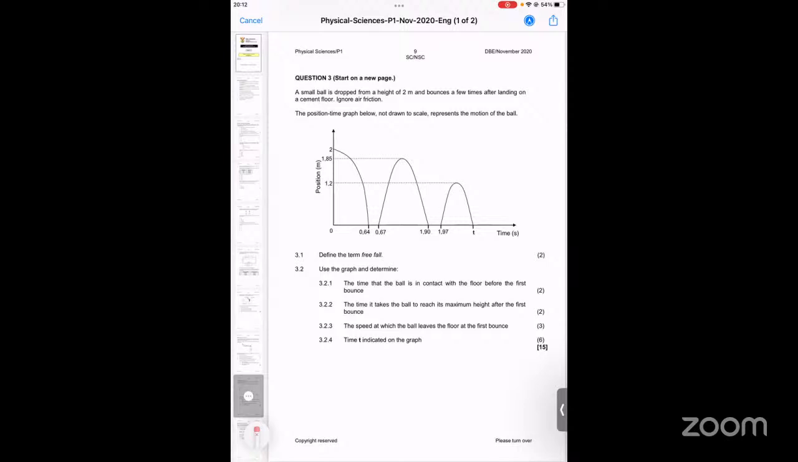There's another question, honorable members. Is the question clear in terms of what they want? So it's like they want the initial velocity when it leaves that.